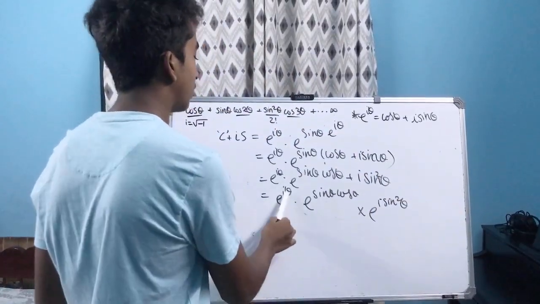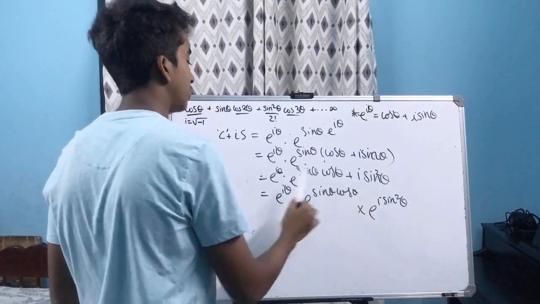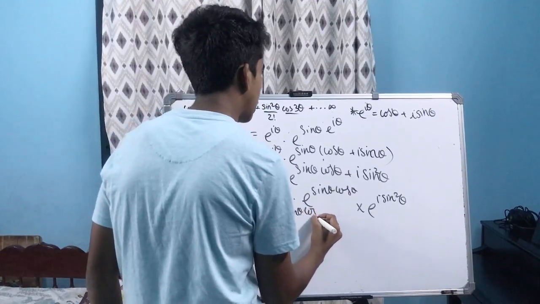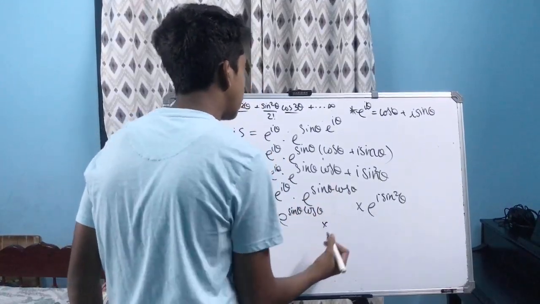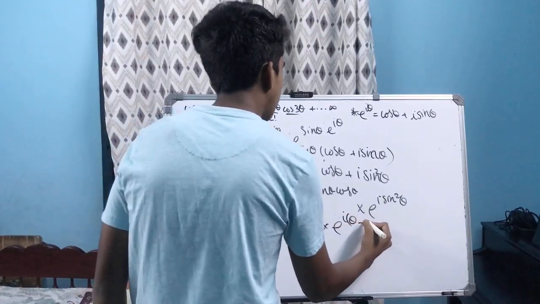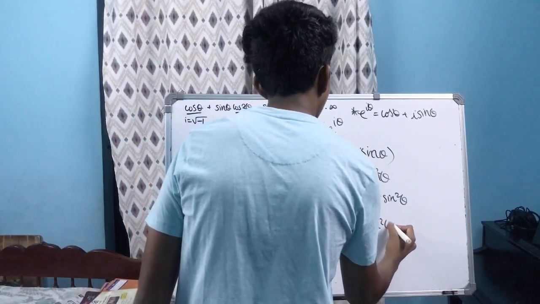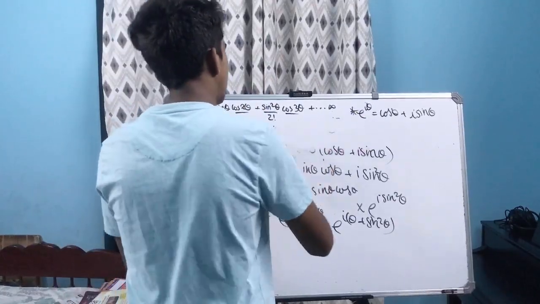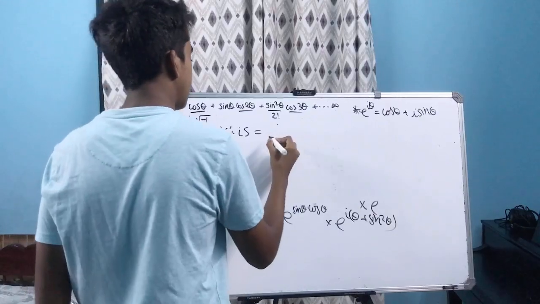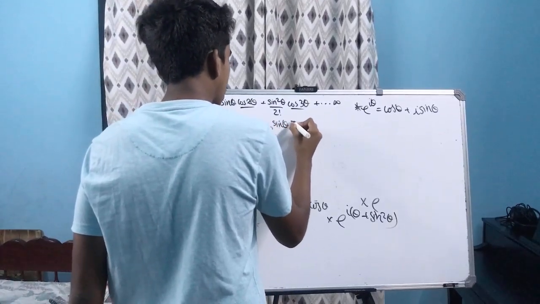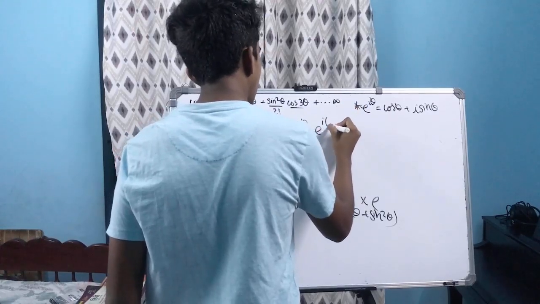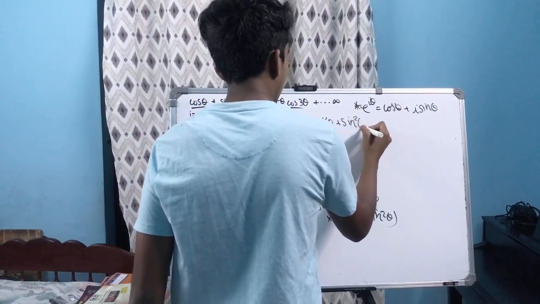Now look, we have a common i in the exponent here and here. We can add only that. So let's write this term first, times e raised to i, take the i common, theta plus sine squared theta. So we will get c plus is as e raised to sine theta cos theta times e raised to i theta plus sine squared theta.